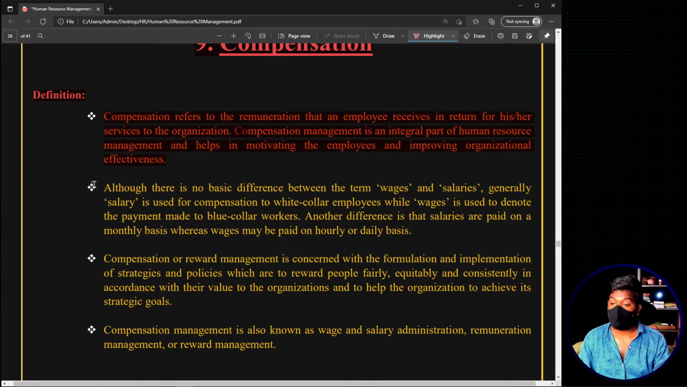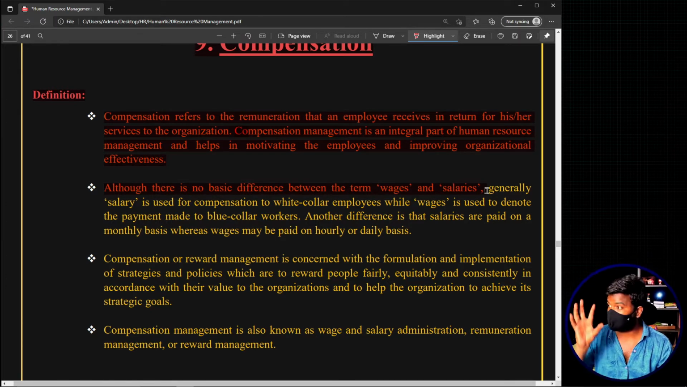Another basic point: although there is no basic difference between the terms wages and salaries, generally, now we are going to talk about the difference. We have looked at the difference between compensation and remuneration, right? Now let's look at the basic difference between wages and salary. All these things are basic concepts. That's why I told you this entire concept of compensation is a basic, theoretical thing.